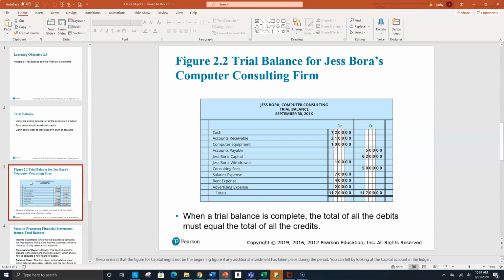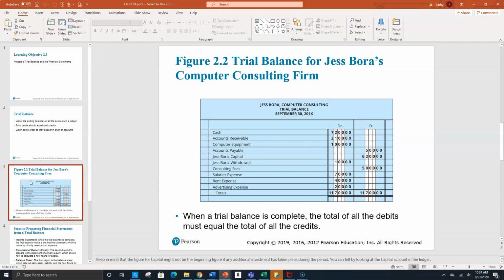So here, figure 2.2 is the trial balance for Ch2 computer consulting firm. It does have the title, but like I said, it's not a formal financial statement. A formal financial statement will never show the debits and the credits. This is just listing them out, giving you a way to make sure everything's in balance.